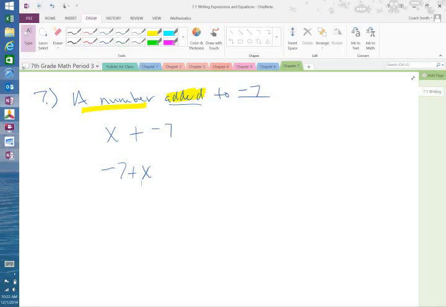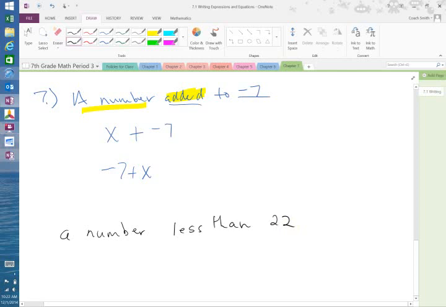Let's look at this one. I can't find one right off the bat, but we need to look at this. A number less than 22. A number less than 22. What do the words less than mean? Subtract. If I have less than somebody else, then something's obviously subtracted from mine. Now, the words less than are the ones that are different.